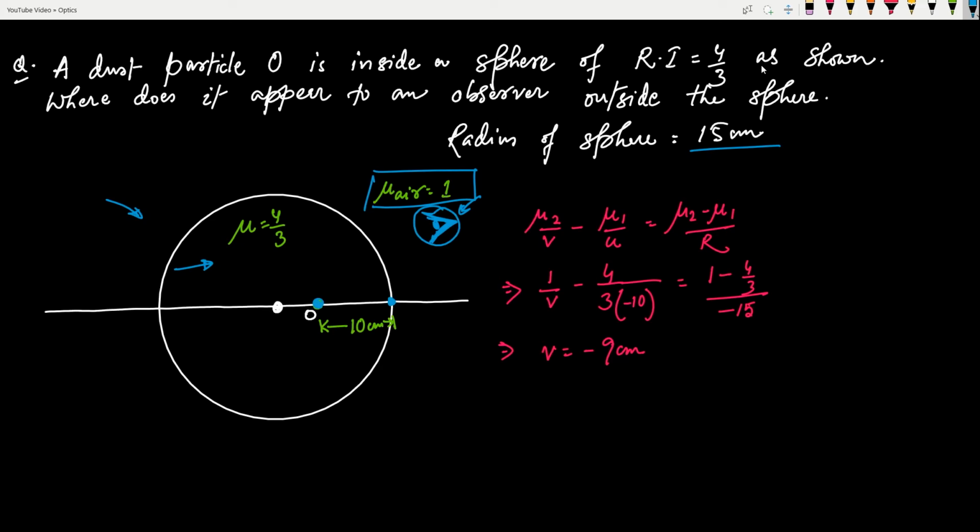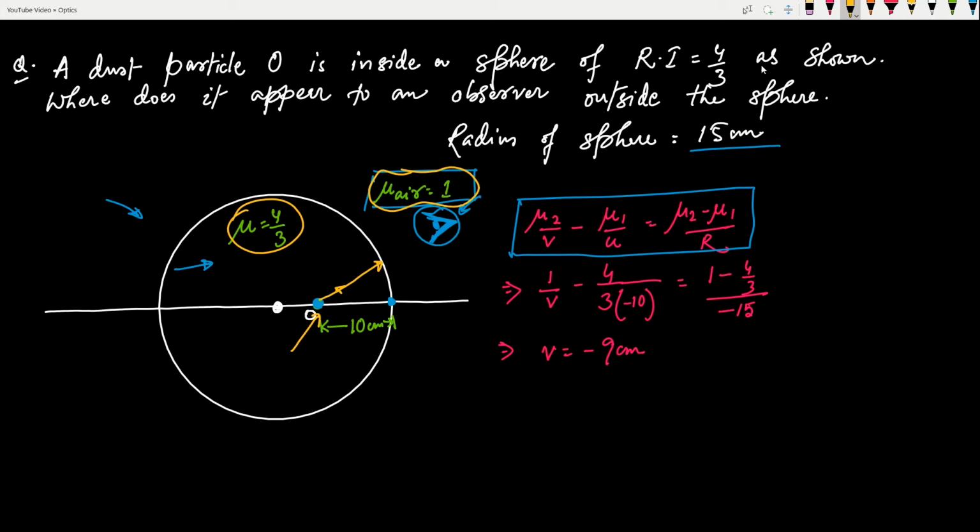We'll be using the formula mu2/v minus mu1/u is equal to (mu2 minus mu1)/R. Since the object is kept here, the ray will go from here and enter this medium. The medium from which the ray is coming is the first medium, and the medium in which the ray is entering is the second medium. Since the ray is coming from this medium, this is the first medium, and since the ray is entering this medium, this will be the second medium. So we got mu2 and mu1.